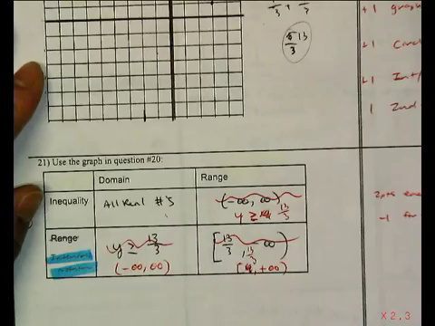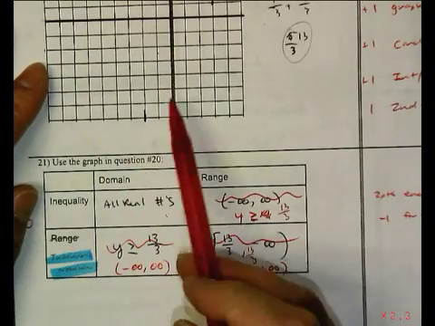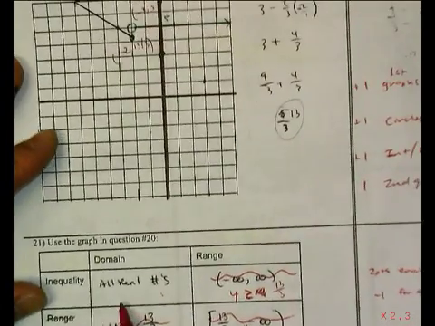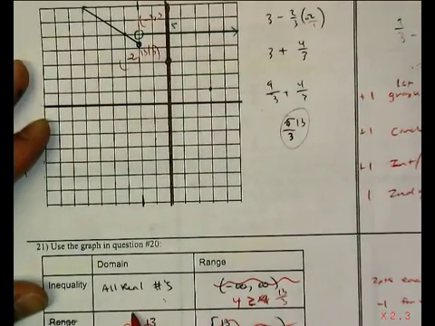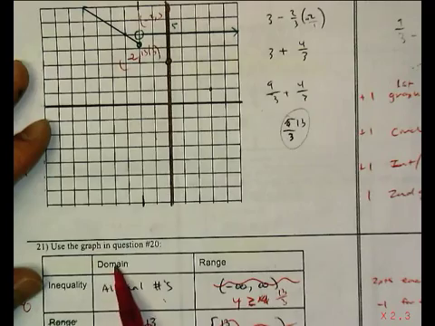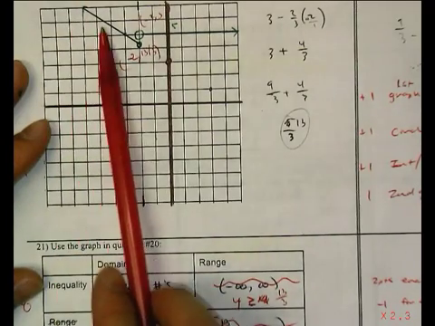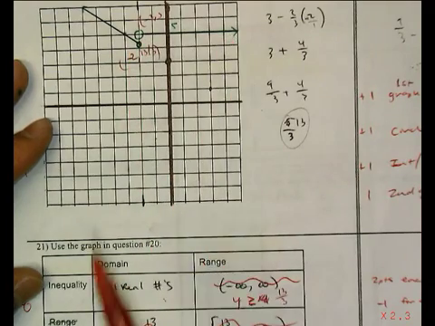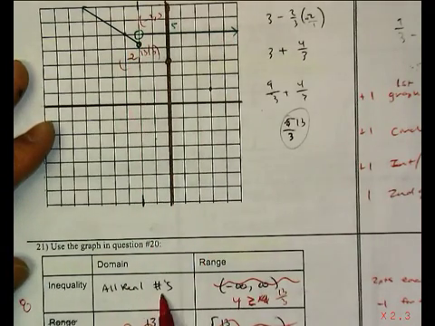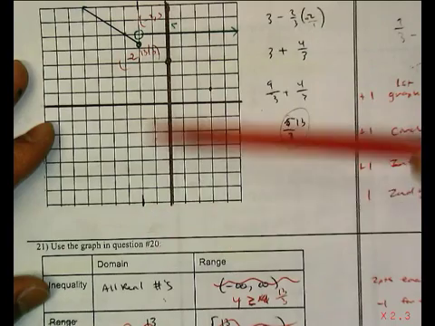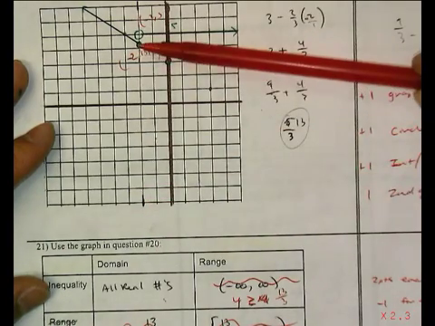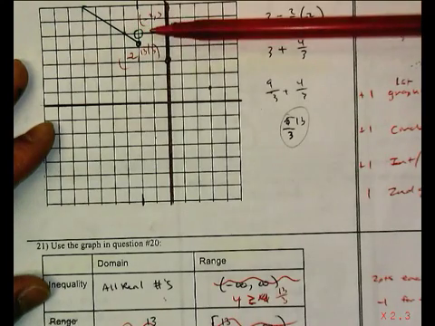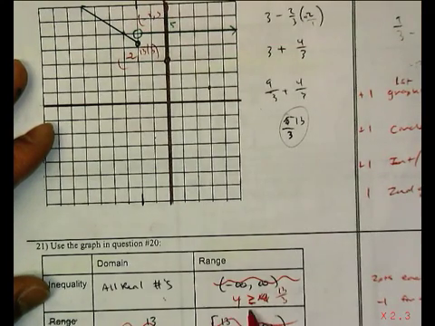Question number 21, use the graph in question number 20. So you had to graph this correctly, the one above. See if I can fit it all in there. Inequality for the domain, left to right, arrow. Here it's continuous because you still have a solution at that point. Go to the right. You have all real numbers. Range from bottom to top. First thing you touch is that point, and you can keep going on forever. Remember, there's a solution at this point there, the open circle. So y is greater than 13 over 3.